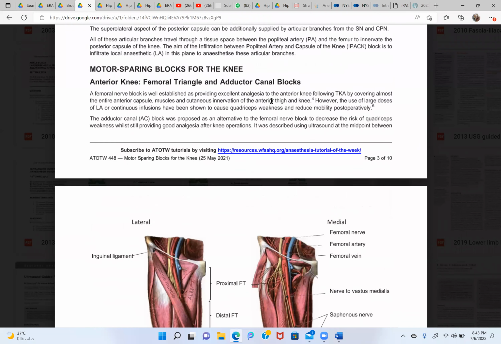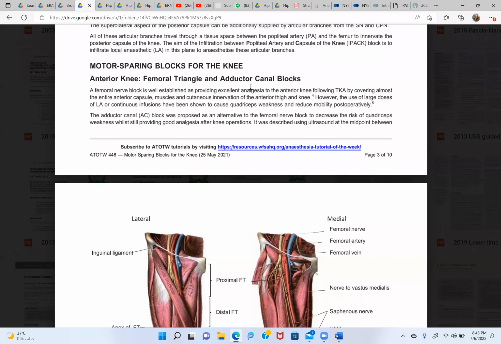So these are the options. A femoral nerve block, if you are giving, you will get very good analgesia, but what will be the problem? There will be motor loss, quadriceps weakness, so the patient will not be able to mobilize, even if you are giving 0.1%. You see, quadriceps weakness and reduced mobility.